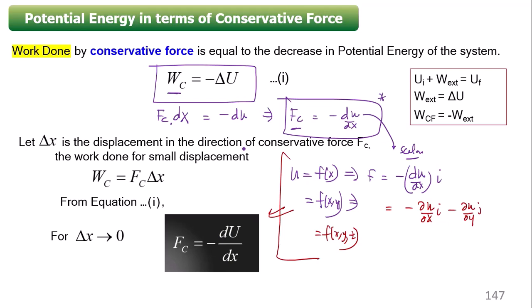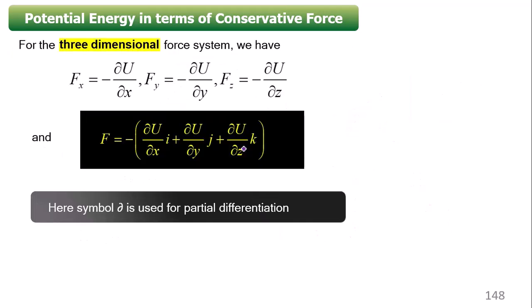If the potential function is scalar, I have to write the corresponding vector equation. So for that, you have to rewrite the equation. This is the final form. For a 3D vector, that means whenever a three-dimensional force system is given, F equals minus of this. Del is the partial differential operator, so depending on the variable, I have to use the partial derivative.